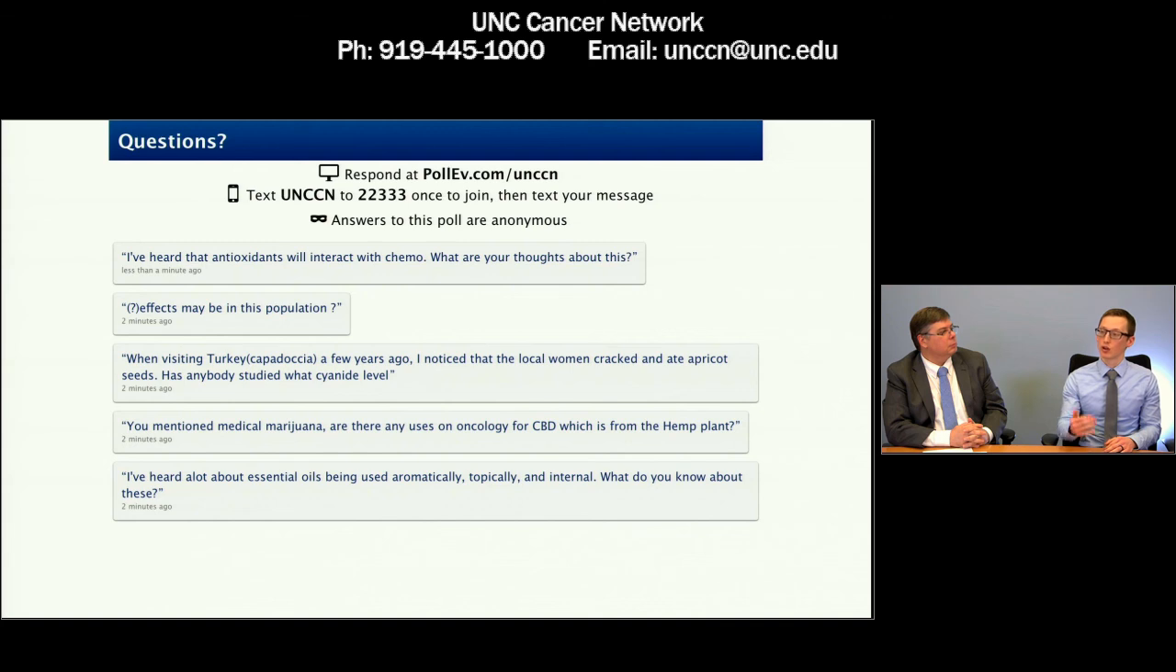Right now we know there's a low safety concern. I think it's tolerated very well by a lot of patients, and I know a lot of patients who do choose to use it. You also have to consider interactions with medications, especially if they're using a whole plant product, like a whole hemp product or a medicinal marijuana product, which can have herb-drug interactions with certain chemotherapies. So as far as your question, are there any uses in oncology? I think there are. I think we're still learning about them, though.